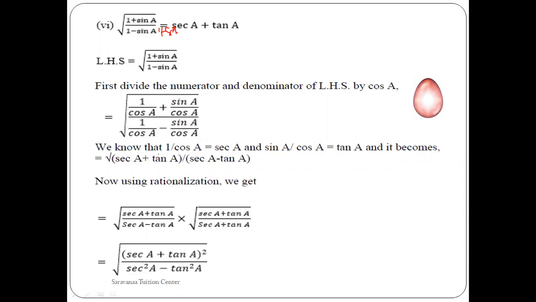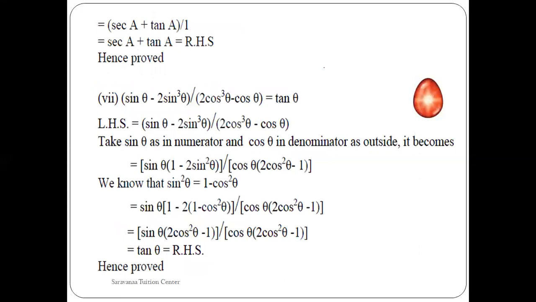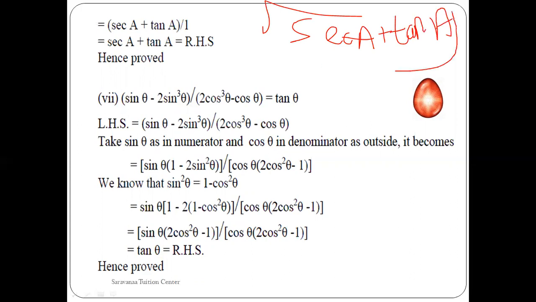So now you need to multiply secant plus tan on both the numerator and denominator. You get (secant plus tan) into (secant plus tan) by (secant minus tan) into (secant plus tan). You get (secant A plus tan A) whole square by (secant square A minus tan square A). Secant square A minus tan square A is 1. So you get root of (secant A plus tan A) whole square by 1. And if you take root, you get secant A plus tan A, and hence proved.